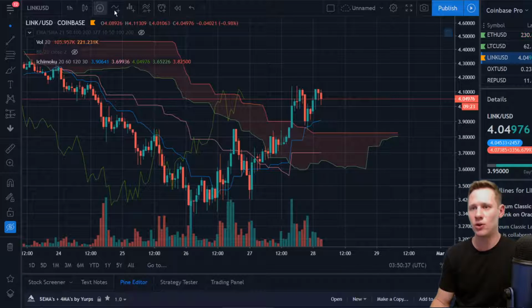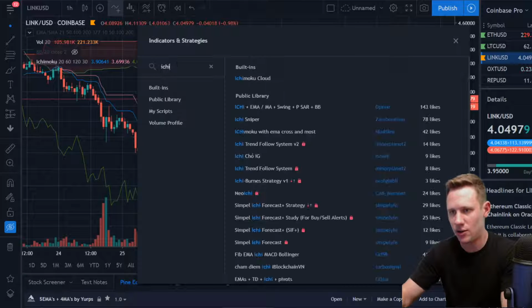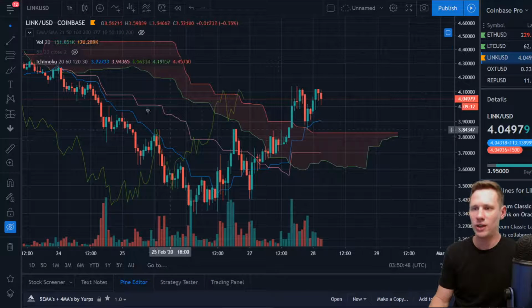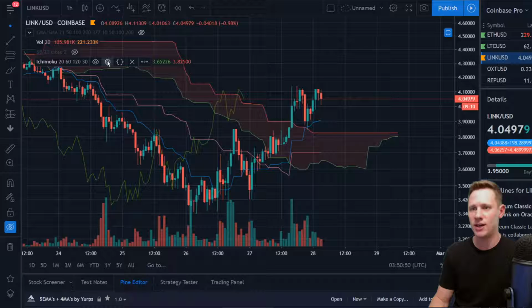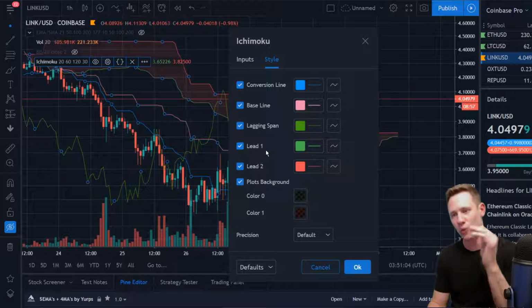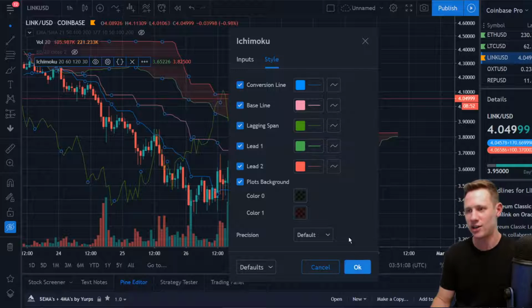So basically you will go to your indicators, type in Ichimoku cloud. You can see it right here, okay? You'll click on that. When you get your Ichimoku cloud, go to the settings, and you can see there's the conversion line, the baseline, the lagging span, lead one. It depends on the cloud, but this is one of the levels of the cloud. This is the other level of the cloud. We'll look at that in a second, okay?